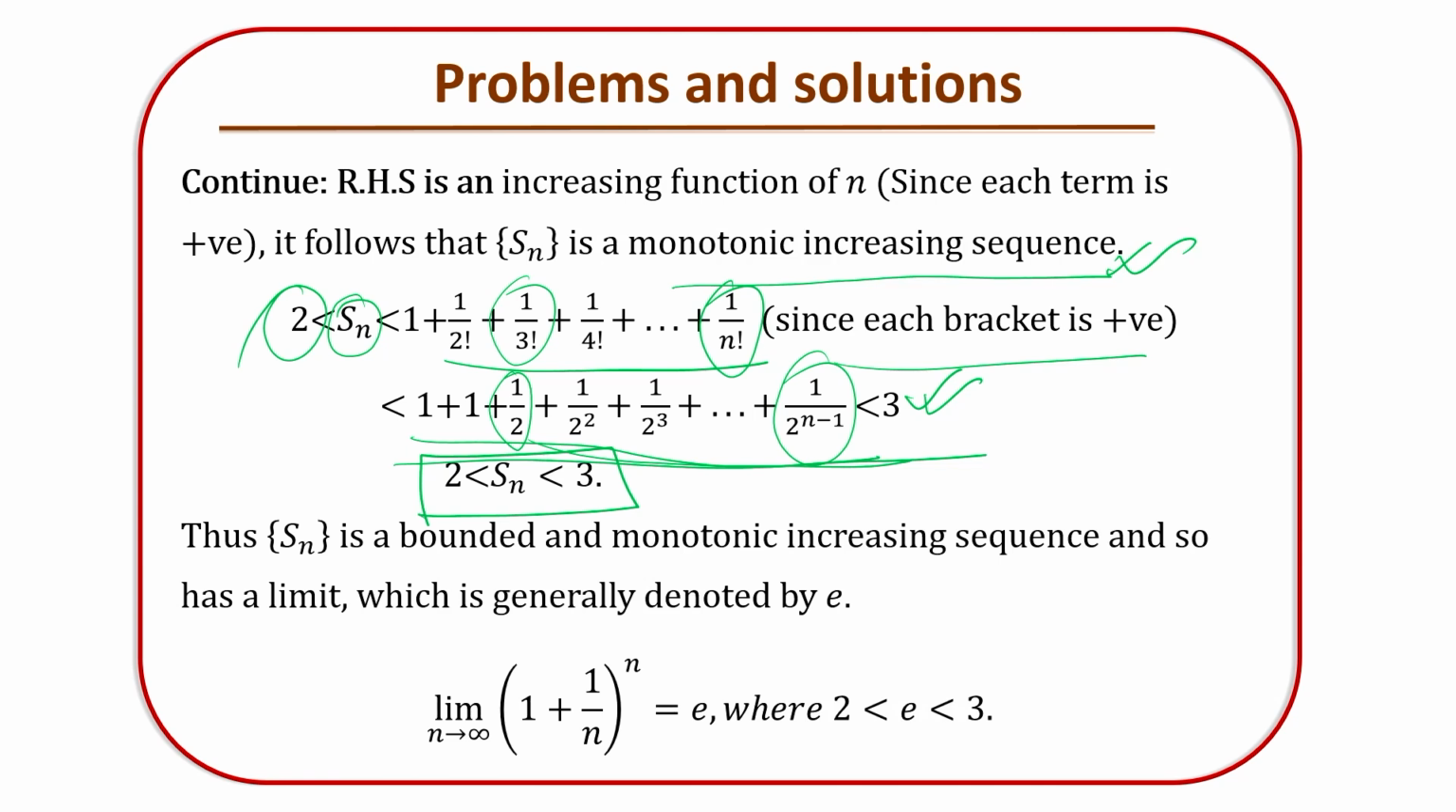So S_n is a monotonically increasing sequence and bounded above as well. Therefore, it is a converging sequence, with the least upper bound. And what will be the supremum? This is the supremum, and its value is e. And so e is bounded between 2 and 3. So that is the proof of this theorem, and this problem has some merits.